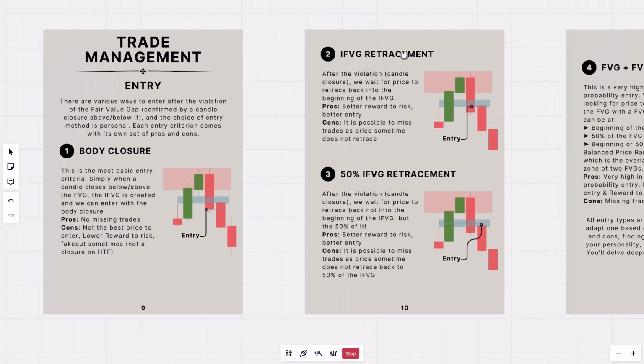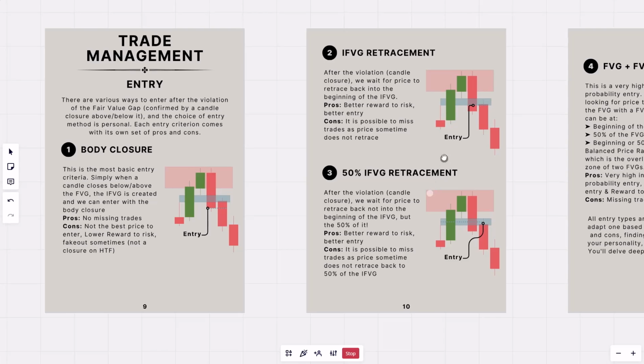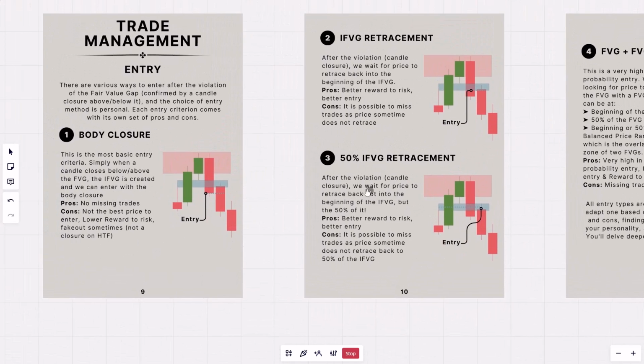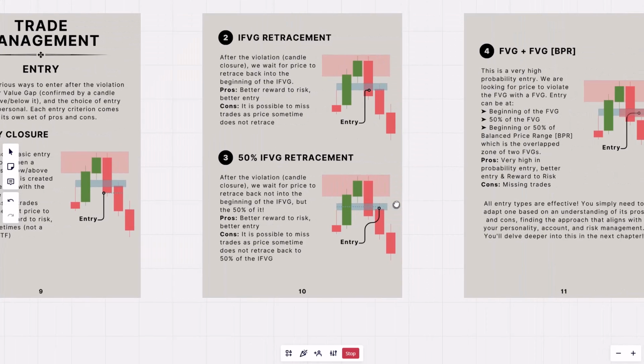Now it could be an inverse fair value gap retracement. Sometimes price will come into the beginning of the inverse fair value gap and react from there. There are some times where price will come to the 50% of the inverse fair value gap retracement. I would actually suggest either going with a body closure or the 50% inverse fair value gap retracement.